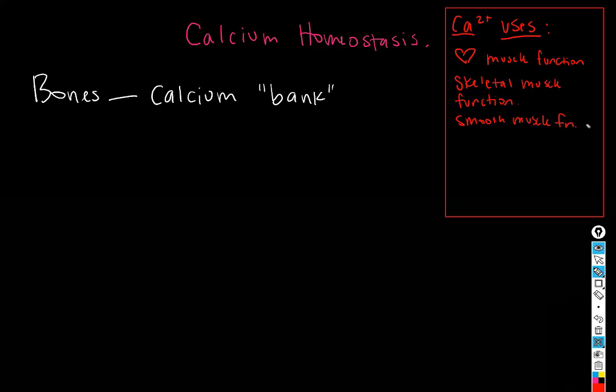So you might remember from smooth muscle function, calmodulin complexes with calcium, and that kicks off the cross-bridge cycle in smooth muscle. In skeletal muscle, you release a bunch of calcium from the endoplasmic reticulum, and that is what spurs the beginning of the excitation contraction cycle. So you can't do any of this stuff without calcium. You also can't do neurotransmitter release.